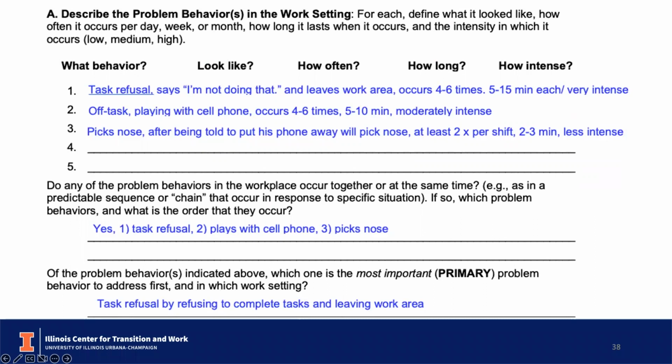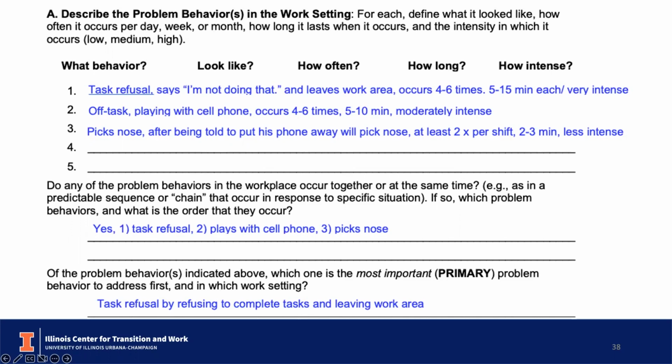The other behavior is off task. And what this looks like is he's playing with his cell phone, and this can occur 4 to 6 times, last about 5 to 10 minutes, and this is moderately intense. And the last behavior is picking his nose. So after being told to put his phone away, he will pick his nose. This happens at least 2 times per shift, lasts about 2 to 3 minutes, but is less intense.